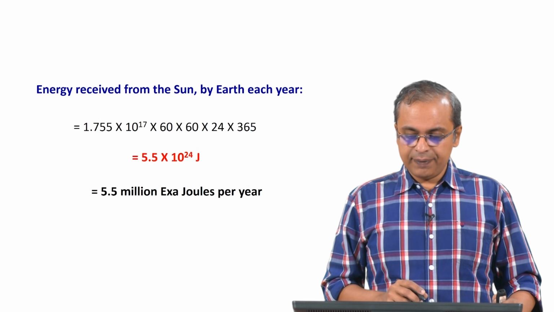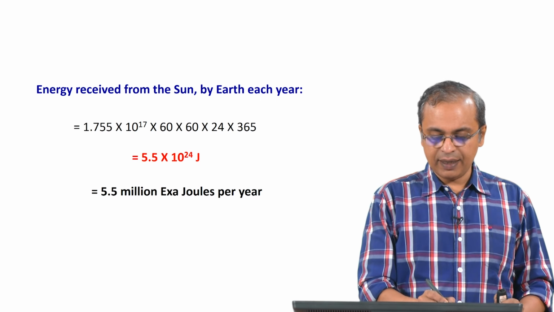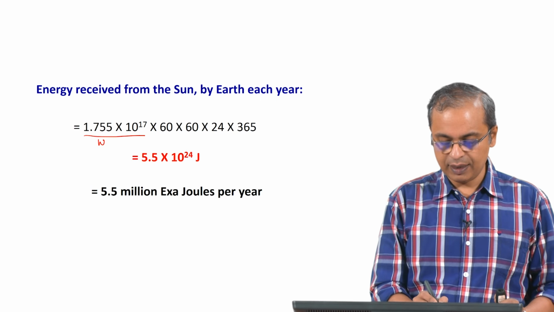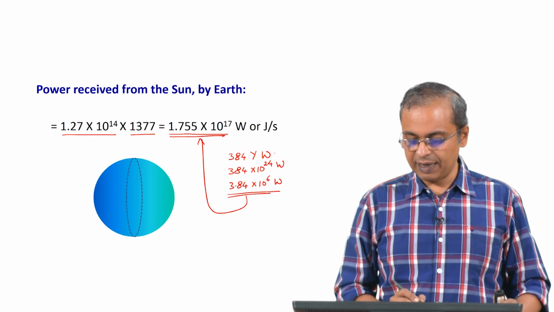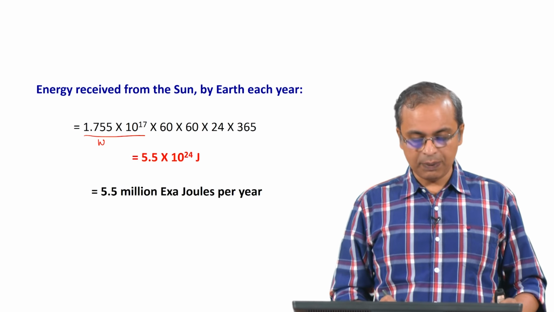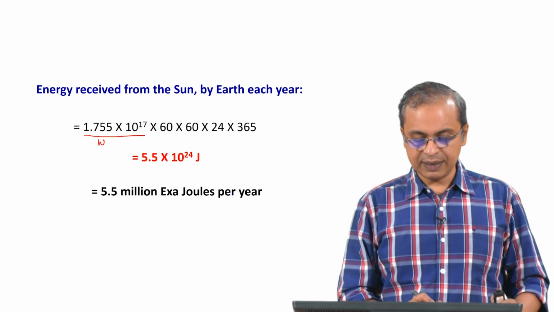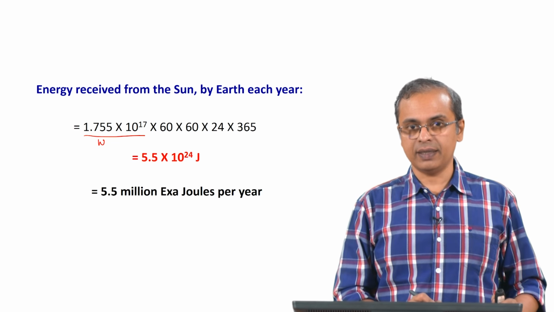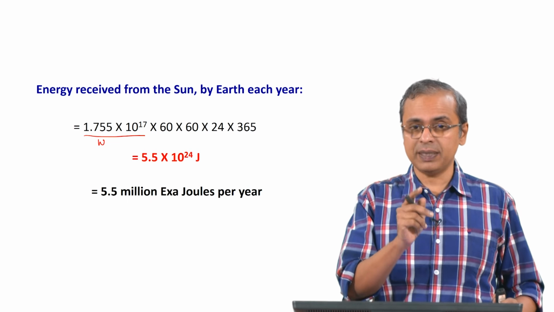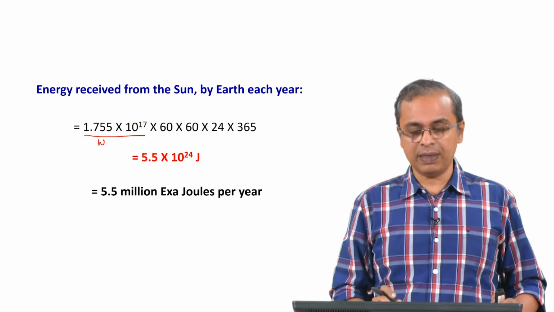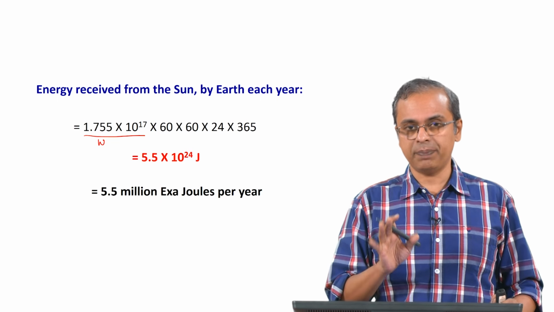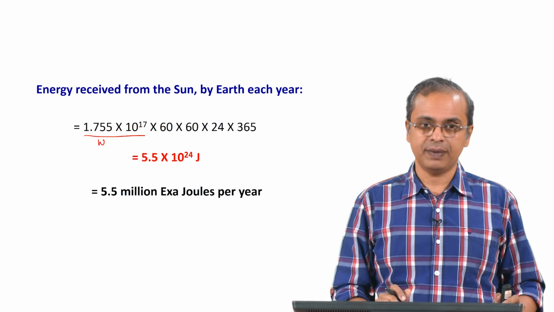Now, if you see the energy power, this is in watts, which has reached us from the sun. So, 1.755 into 10 power 17 watts is reaching the earth every second. So basically these many joules are arriving every second. That is the power in watts, okay. So, 1.755 into 10 power 17 watts is the power being received by the earth.